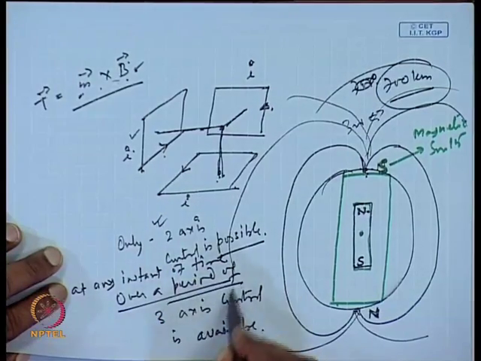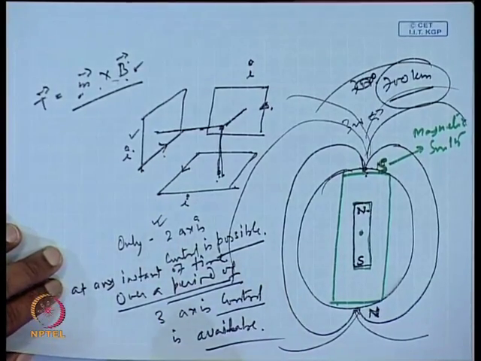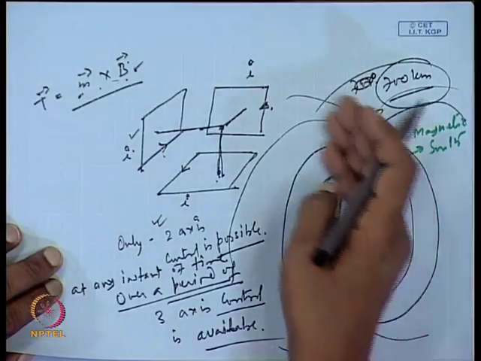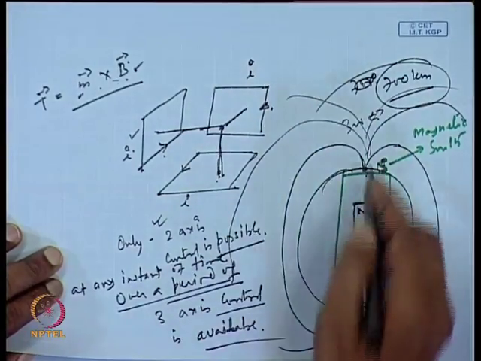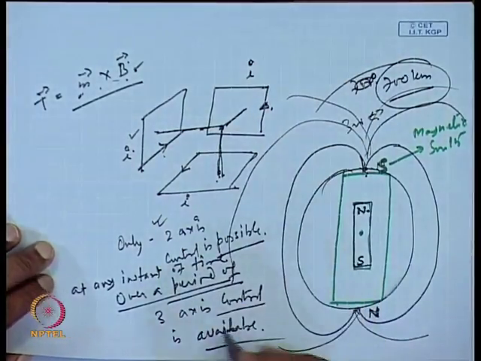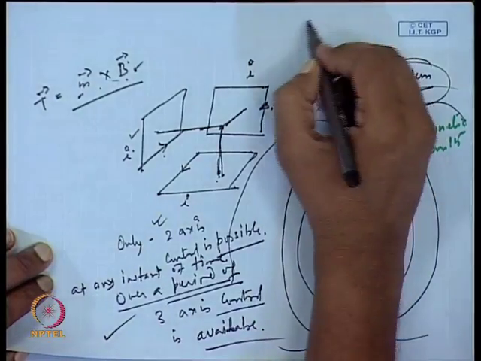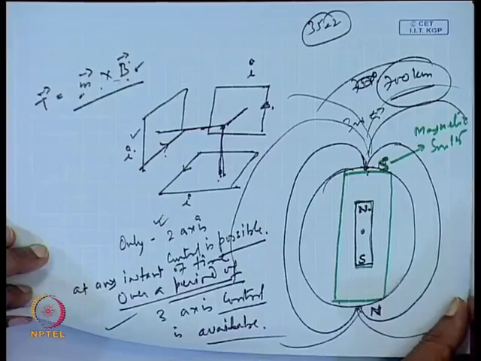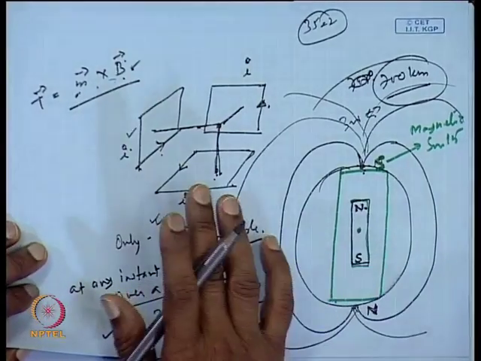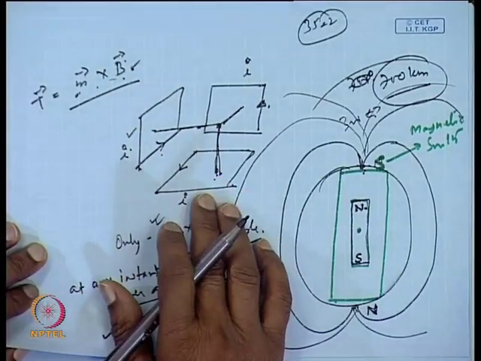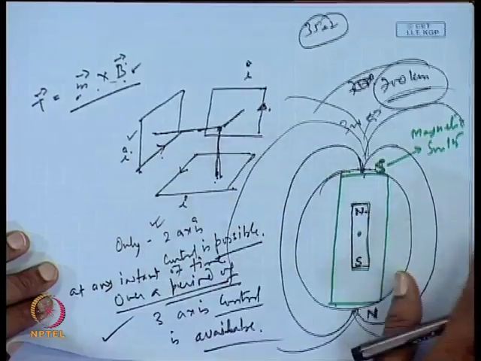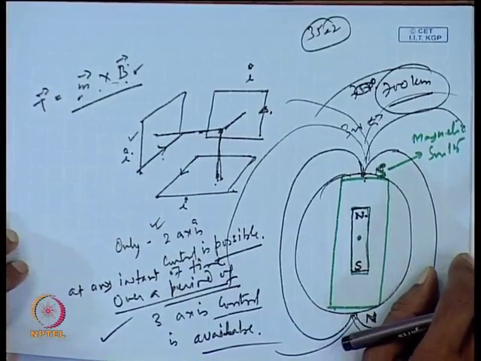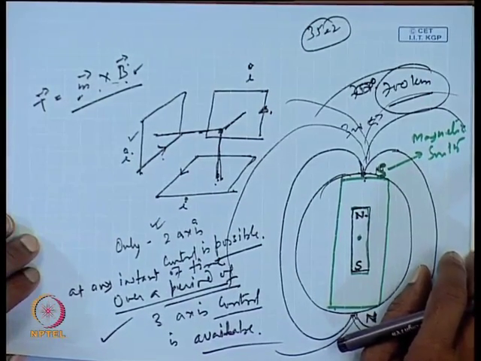However, over a period of time 3x control is available. As the satellite is moving in the orbit around the earth, 3x control can be carried out. For small satellites this is very advantageous, and nowadays when micro, nano and pico satellites are being designed.